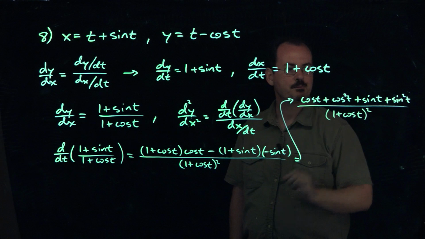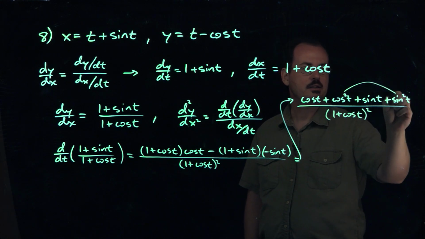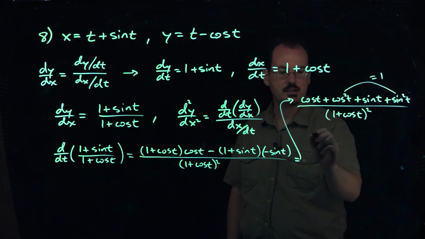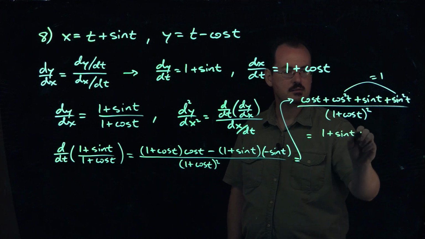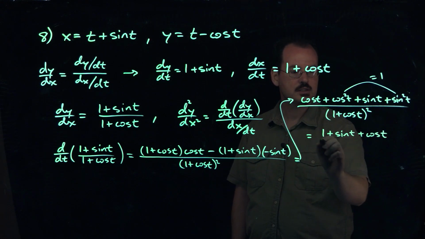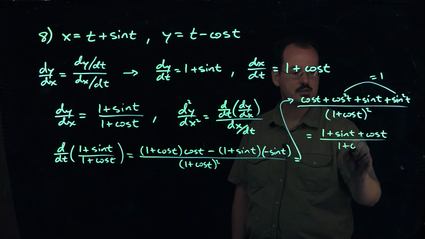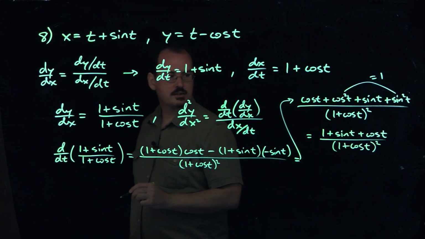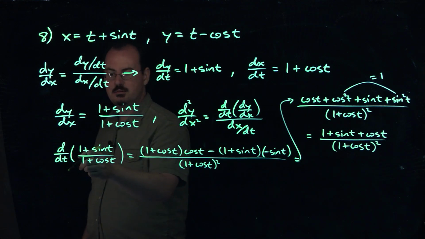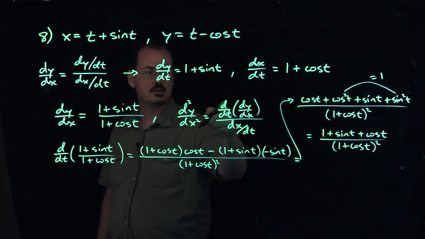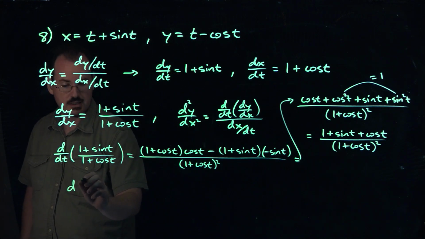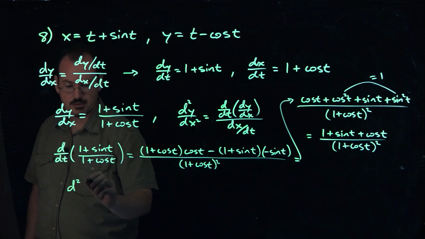And we'll divide this by (1 plus cosine t) squared. Notice that we've got an identity here. That's 1. So we're going to actually have 1 plus sine t plus cosine t. This can be written (1 plus sine t plus cosine t) over (1 plus cosine t) squared. Okay, so that is the d/dt of dy/dx. So that's the thing in the numerator, and then to find our second derivative of this thing, we now have to divide that by dx/dt.